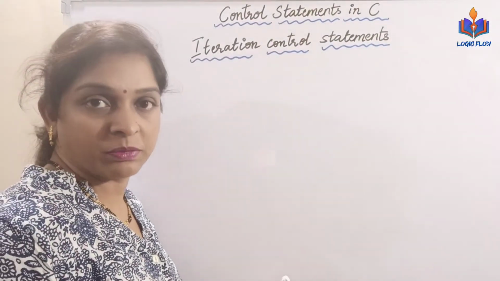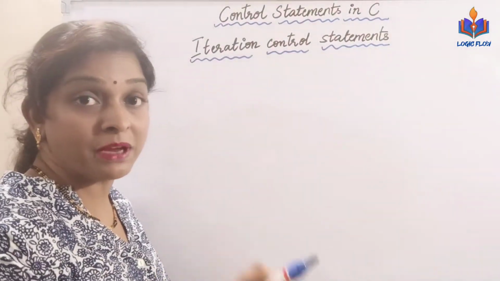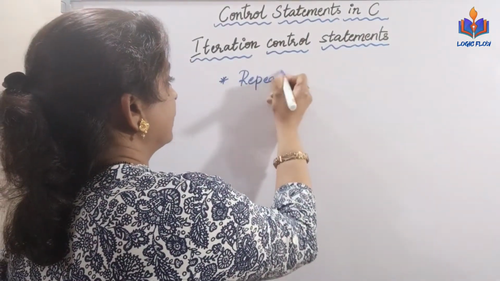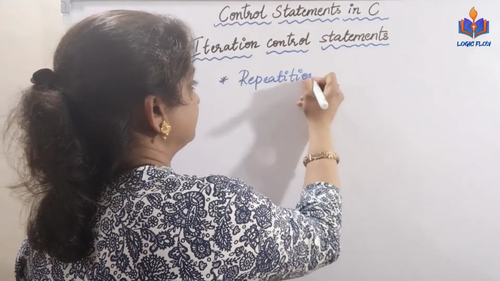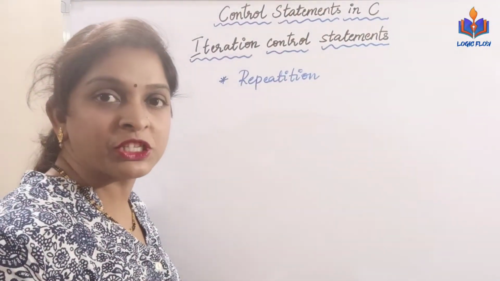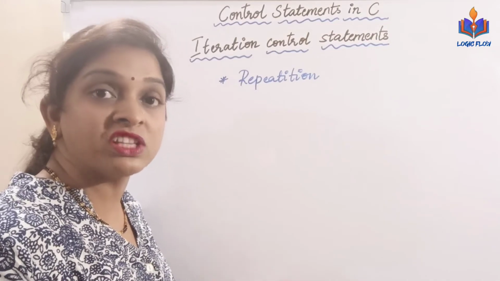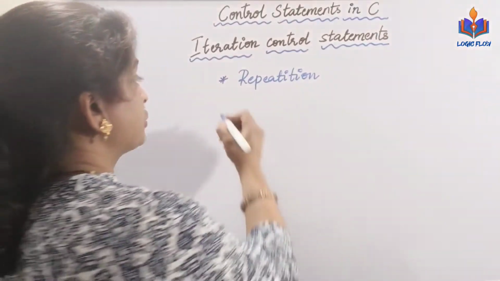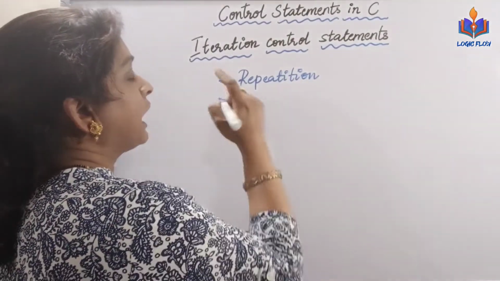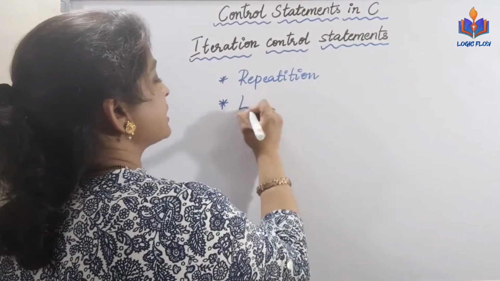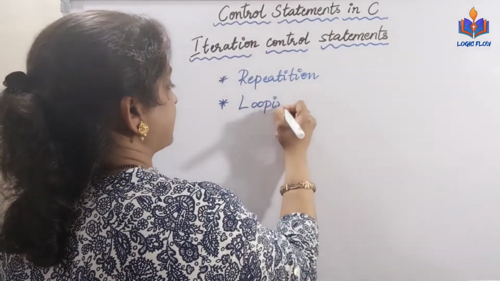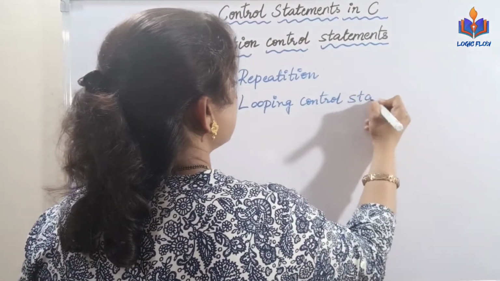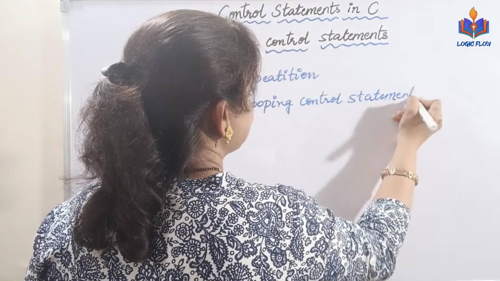Iteration control statements. What is the meaning of iteration? Iteration means repetition. So when I want some set of statements to be executed repeatedly based on the evaluation of some condition, then I make use of iteration control statements. So here, iteration control statements are also called looping control statements. They are also called looping control statements. And how do the statements get executed?